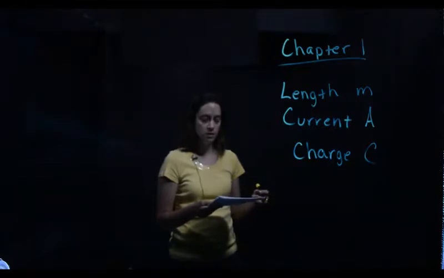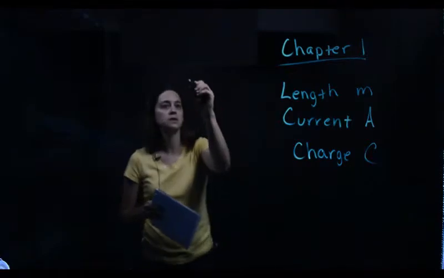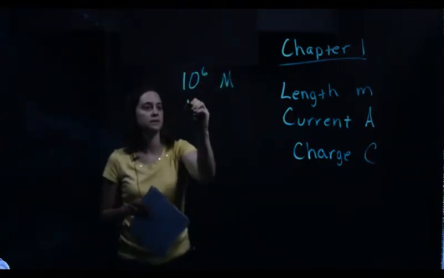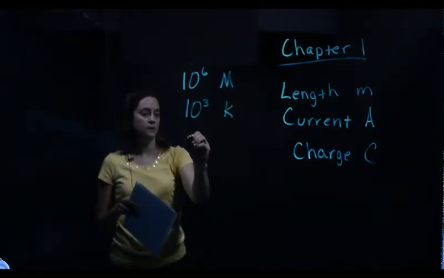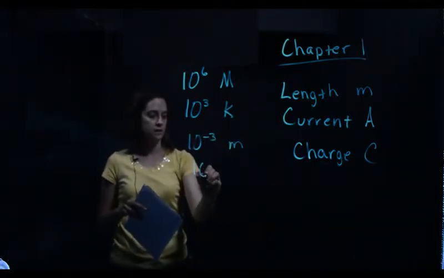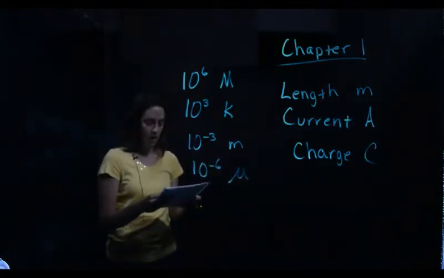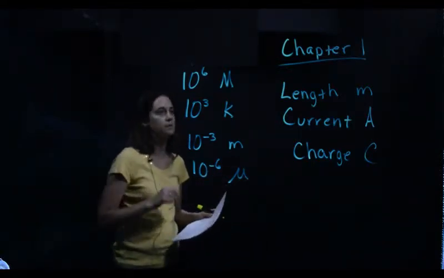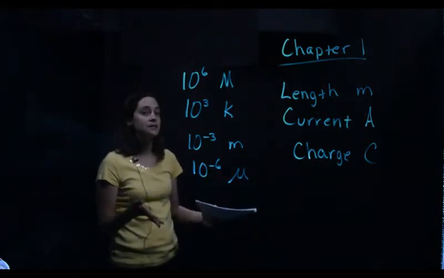Then the next part of the book talks about the SI prefixes. Again, something you're used to. The top ones we'll use. 10 to the 6 is mega. 10 to the 3 is kilo. 10 to the minus 3, milli. 10 to the minus 6 is micro. Make sure you draw the mu, not a U. They're not the same thing. So again, if you have done any sort of science class, you've had this before.